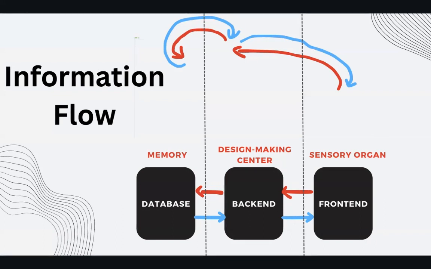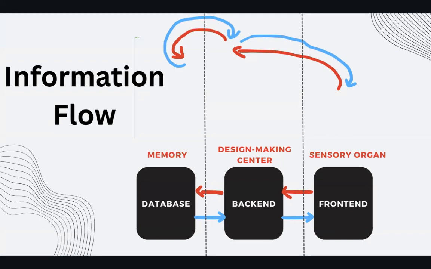You can think of the database as a library. When the back end, or the librarian, receives a request, it fetches a relevant book from the shelves. Once the data is retrieved or stored, the back end then processes it as necessary and sends the response back up the chain to the front end.